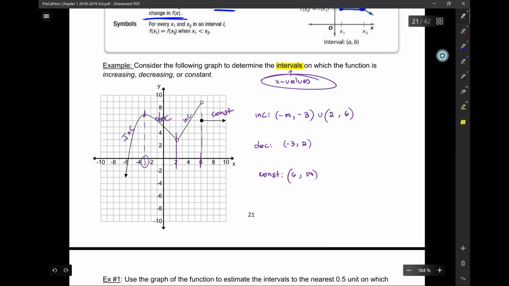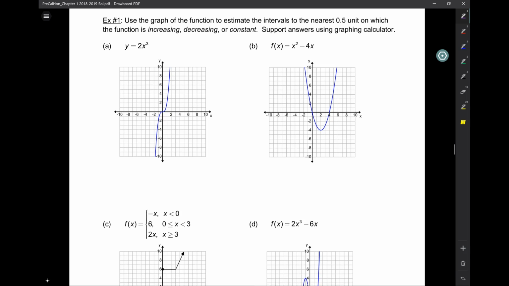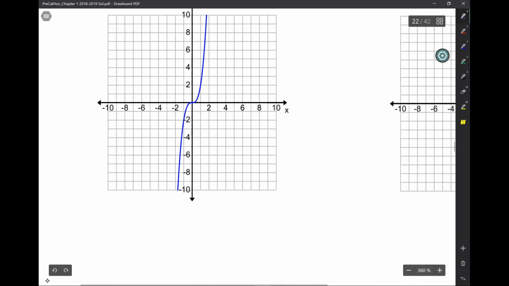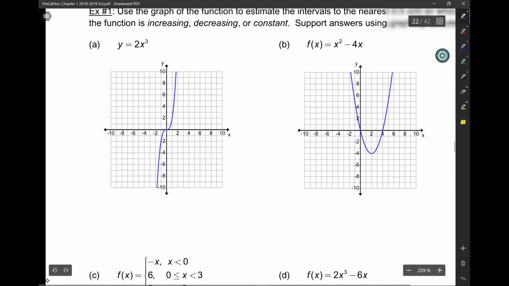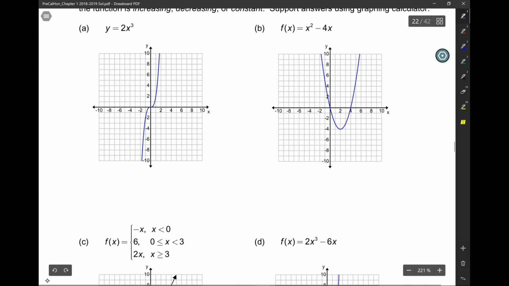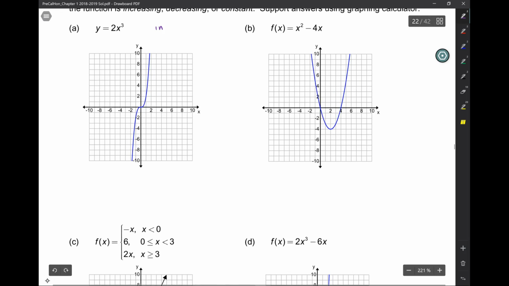Yes, Idan. Let me zoom in here a little bit. Look at this. This is increasing. Does it ever stop increasing? No, it never stops increasing. So we say this is increasing from negative infinity to infinity.